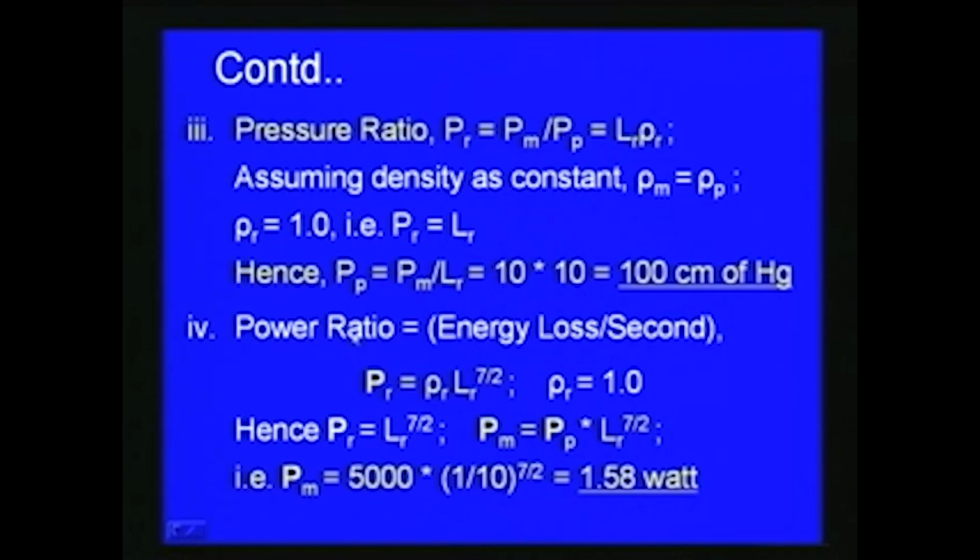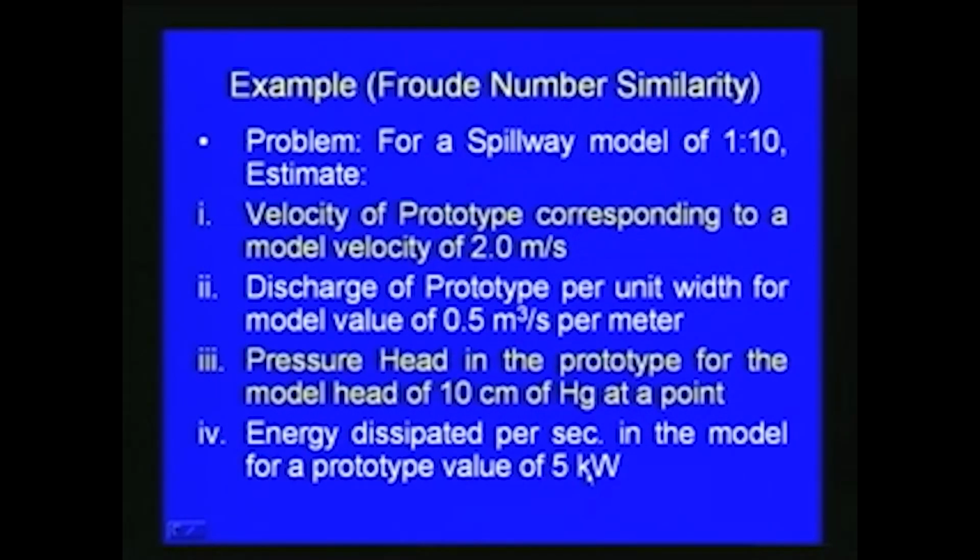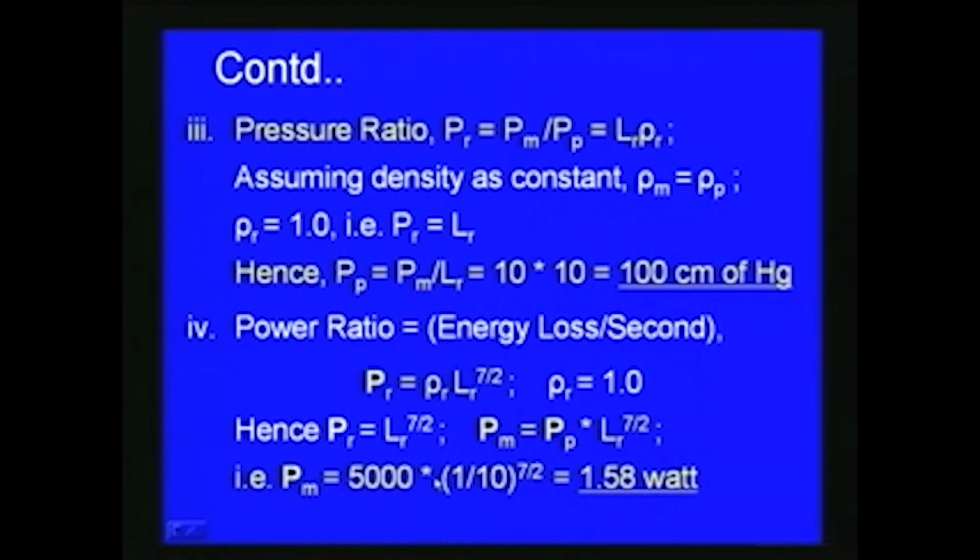And the fourth case is we have to determine the power ratio, which is the energy loss per second. We can write Pr is equal to rho r Lr to the power 7 by 2. The density is the same, so rho r is equal to 1, and Pr is equal to Lr to the power 7 by 2. So, Pm is equal to Pp into Lr to the power 7 by 2. The power given in the prototype is 5 kilowatt, that is 5000 watt. Correspondingly, 5000 into 1 by 10 to the power 7 by 2, which will be about 1.58 watt.